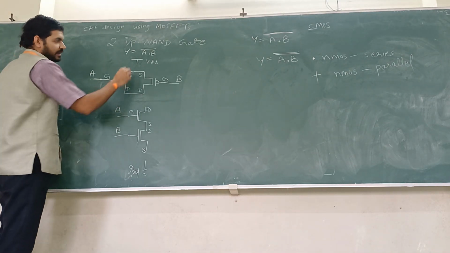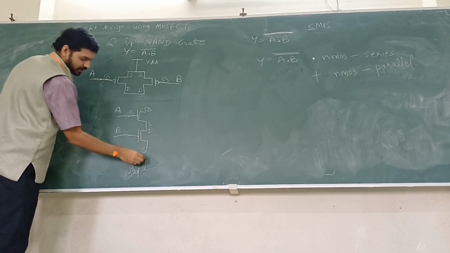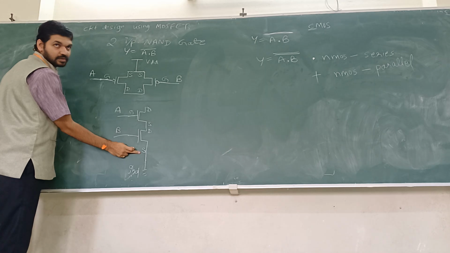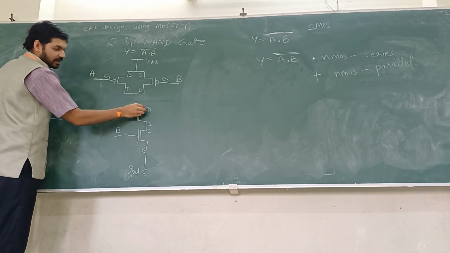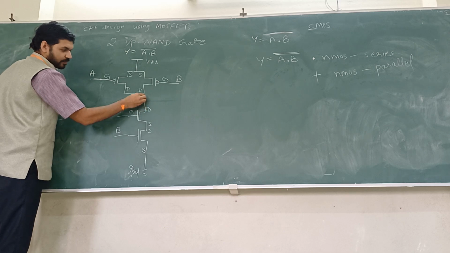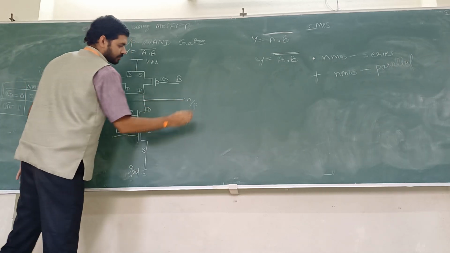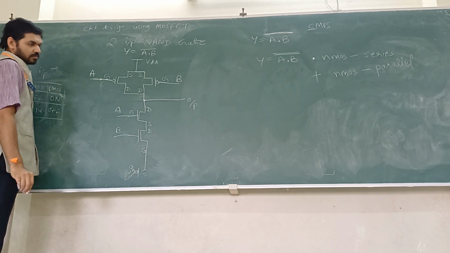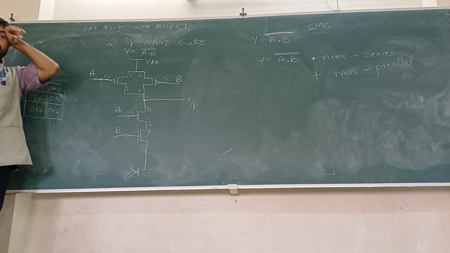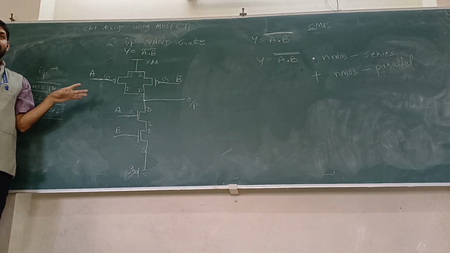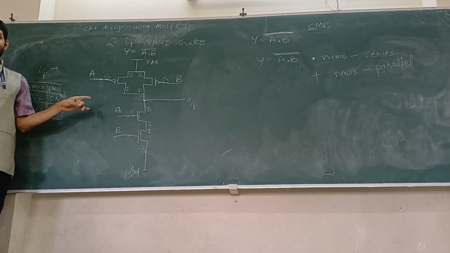And the next rule says VDD should be connected to the source of PMOS and ground should be connected to the source of NMOS. And I make the drain to drain connection, and from this point I will take the output. This is the theoretical design of the two input network. Telling you, theoretical.